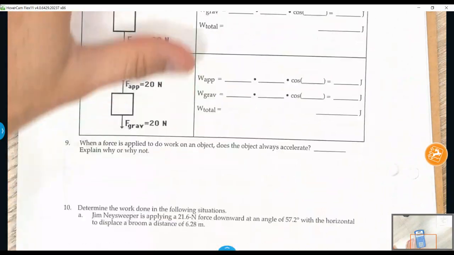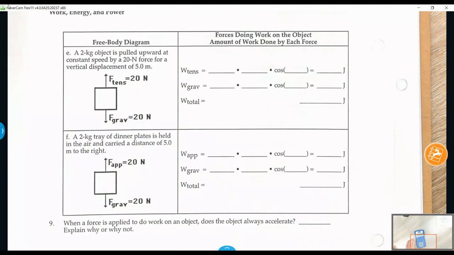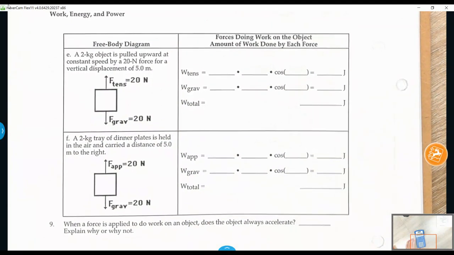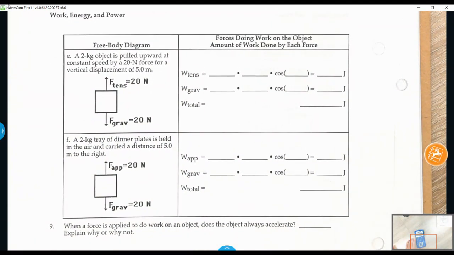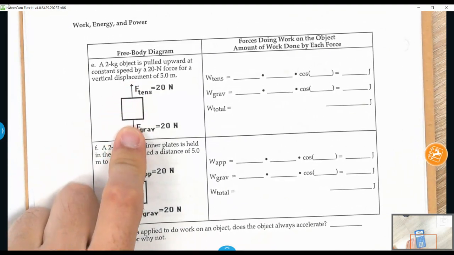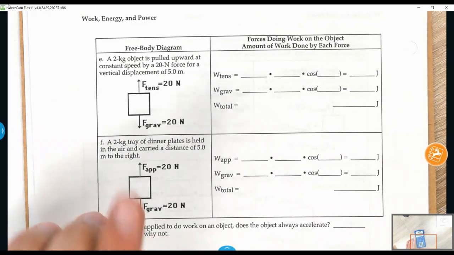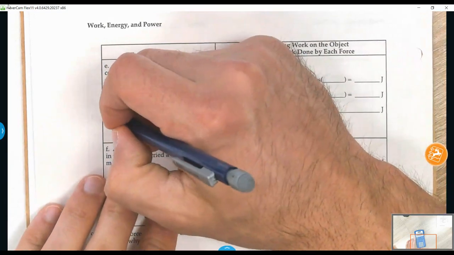You'll have time to look at those. These ones you can do. They're the same steps that we have just looked at. Okay, that's actually a good question. So in this case, tension and applied force are, all right, it's asking here now, it's a vertical displacement.